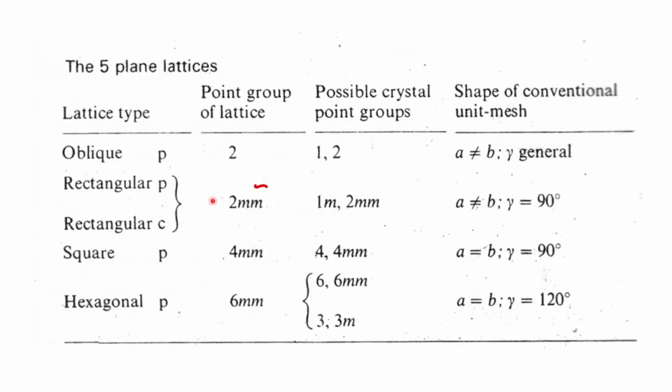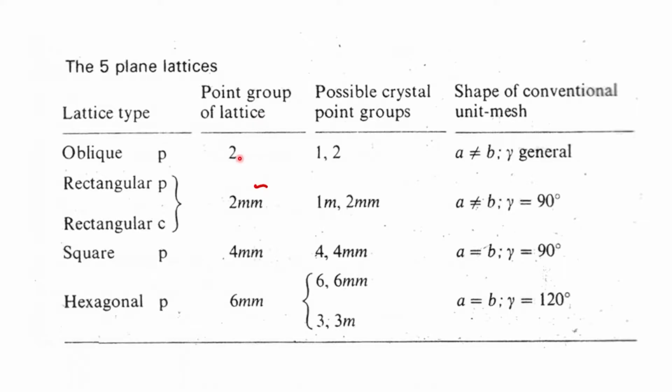This is something which is very important and crucial. You see that in the case of an oblique lattice, the lattice type is P, the point group associated with the lattice is 2. This is the maximum point group symmetry that can be associated with the lattice.